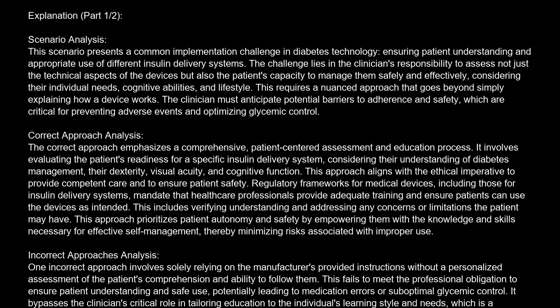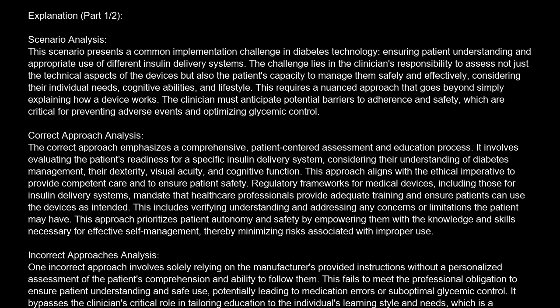This approach aligns with the ethical imperative to provide competent care and to ensure patient safety. Regulatory frameworks for medical devices, including those for insulin delivery systems, mandate that healthcare professionals provide adequate training and ensure patients can use the devices as intended. This includes verifying understanding and addressing any concerns or limitations the patient may have. This approach prioritizes patient autonomy and safety by empowering them with the knowledge and skills necessary for effective self-management, thereby minimizing risks associated with improper use.